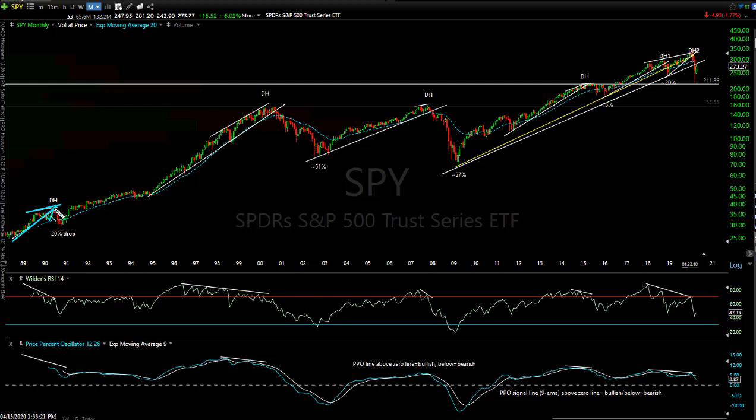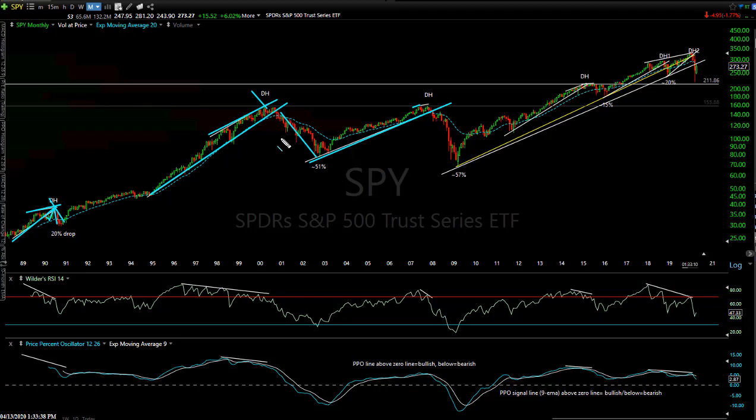Sometimes you backtest when you break a trend line and then drop, and sometimes you break the primary bull market uptrend line, and then that's it, and you never look back. We'll never know for sure which one it's going to be. Sometimes the charts might give us a little bit of an indication, but you can see. So these are our last bear markets.